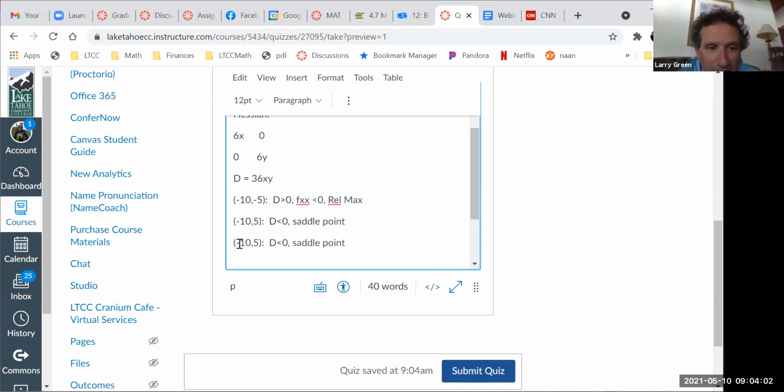And if you take the -10 and make it a -5, then if you plug in 10, -5, you get a negative number. 36 times 10 times -5 is negative. And it's still a saddle point, same reason. Any questions on that so far?